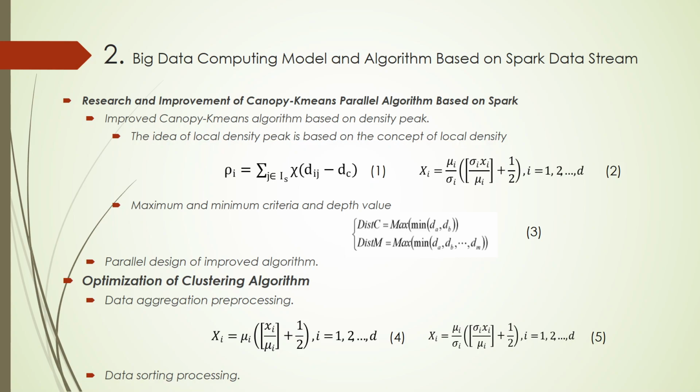The maximum-minimum criteria and depth value: the essence of the maximum-minimum criterion is to ensure that the initial points are selected as far apart as possible. The main idea is, first, randomly select a point in the set as the initial seed point, and mark it as point A. Then calculate the distance between all remaining points in the set and point A, and choose the farthest point B as the second seed point.